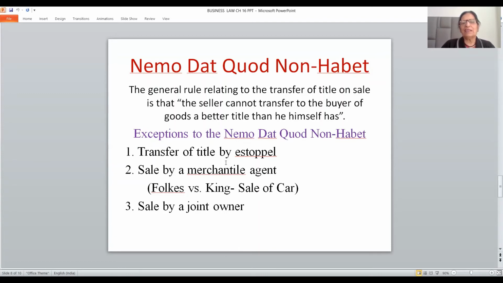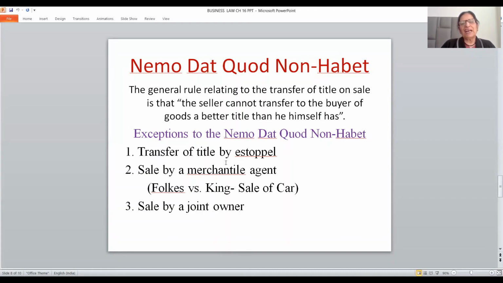Or we can say the seller cannot transfer to the buyer of goods a better title than what he himself has. But there are some exceptional cases where this rule is not applicable. That is, even the non-owner can pass a better title. So let us now study these 8 to 9 points which are exceptions to the rule Nemo dat quod non habet. The very first is, friends, transfer of title by estoppel.